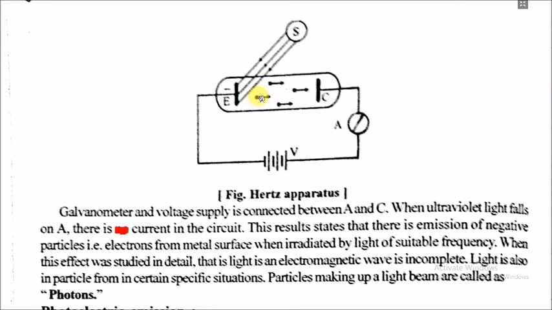The velocity and energy of this photoelectron do not depend upon the intensity of light, but only upon the frequency of the incident light as well as the nature of the metal. Whatever the velocity and energy of this electron, it is decided only by the frequency of light and the nature of the metal surface, but it is independent of the intensity of light. Intensity of light will not decide the velocity of the photoelectrons.